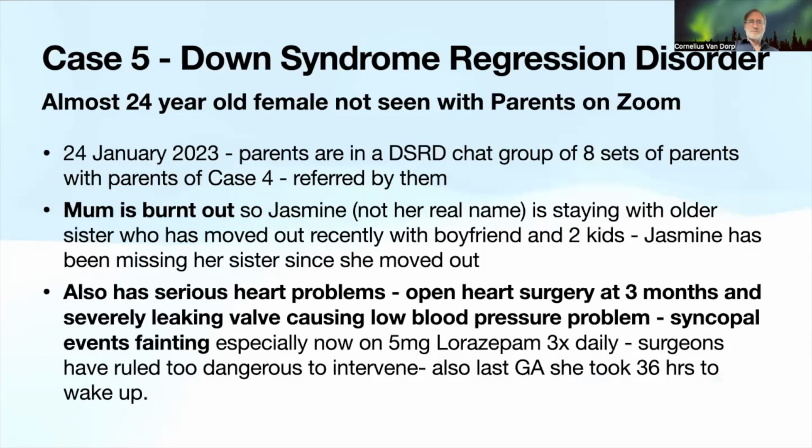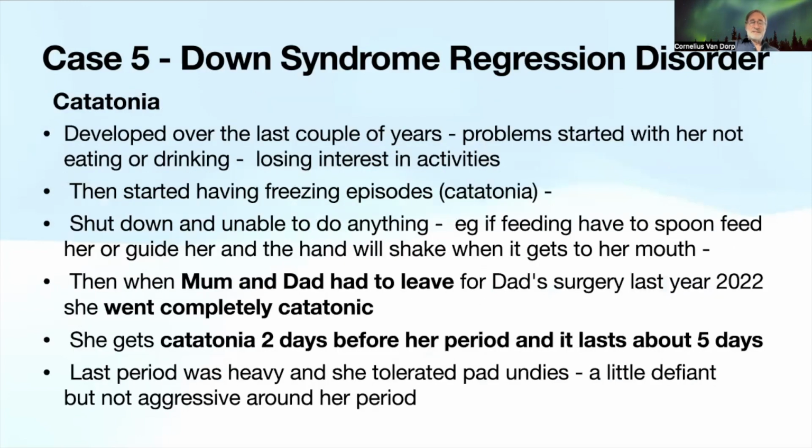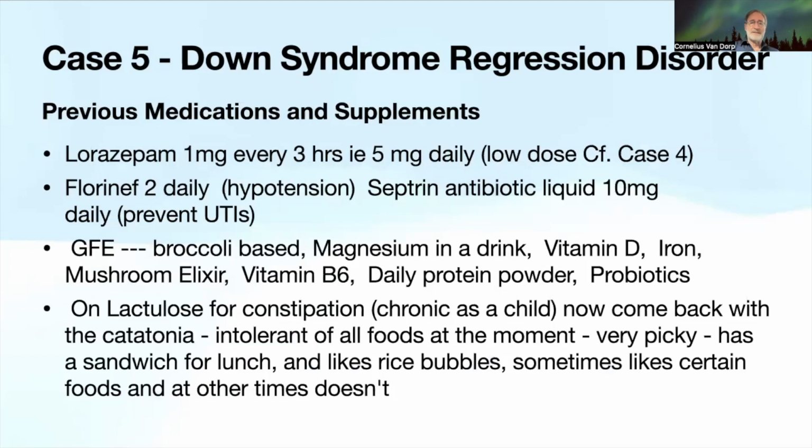So anyway, case 5, we'll just quickly go through this one because it was another 24-year-old Down syndrome regression disorder. It's a very similar case, but 24 years old, and also had serious cardiac issues, open heart surgery at 3 months, so not eligible for the immunoglobulin. The catatonia developed over the last couple of years, freezing episodes, shut down, unable to do anything. She gets catatonia 2 days before her period, and it lasts about 5 days. She has 5 days of catatonia until the period stops, and then she's okay again.